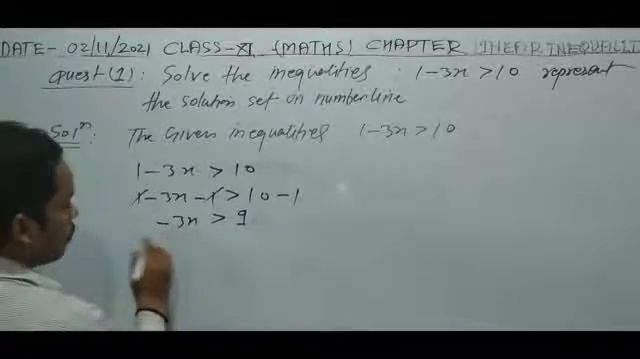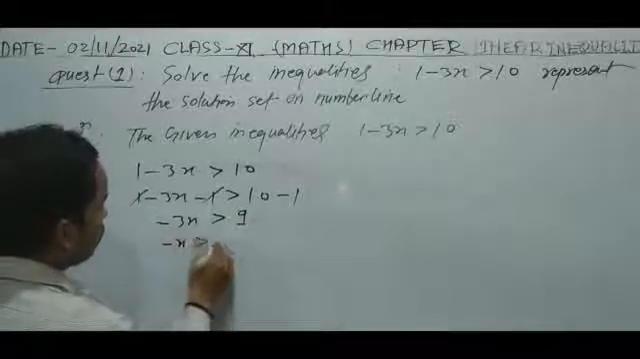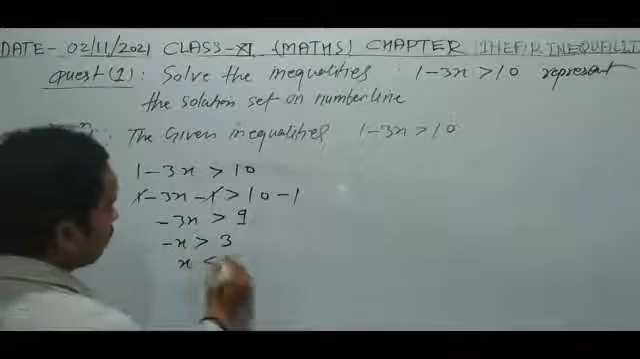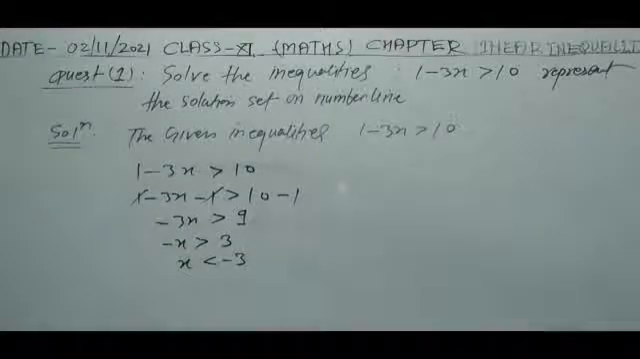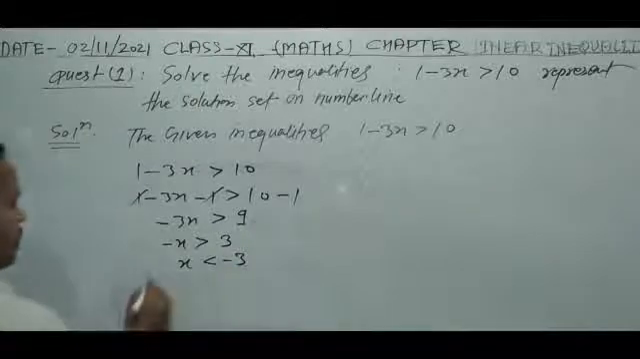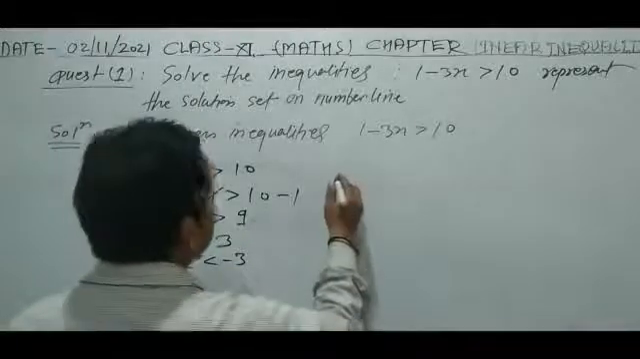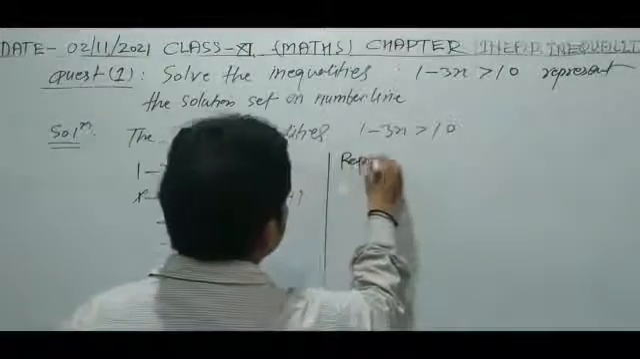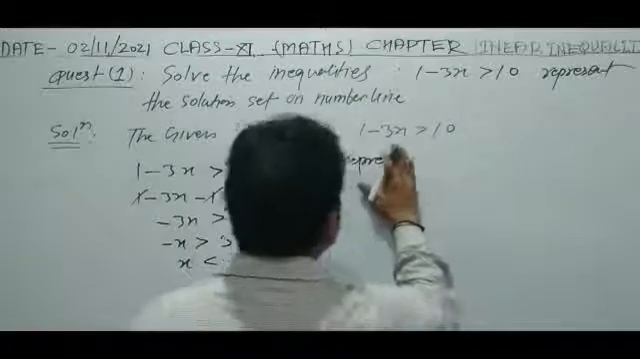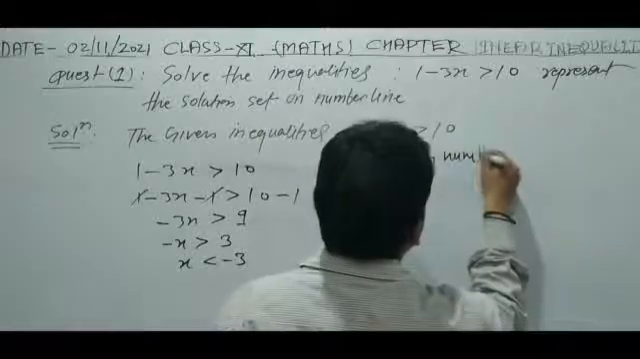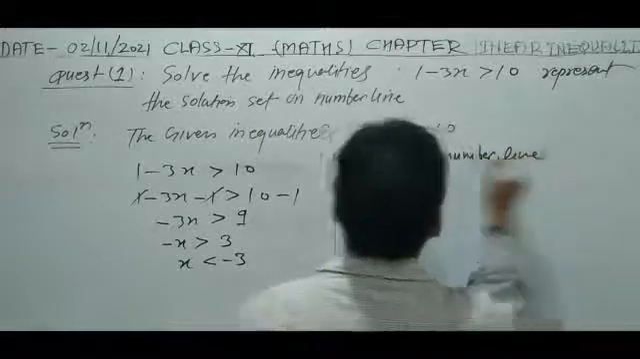Now minus x will be equal to 3, divide by minus 3 on both sides, so x is less than minus 3. The inequality is x is less than minus 3, so x is less than minus 3, and we have to represent it on the number line.